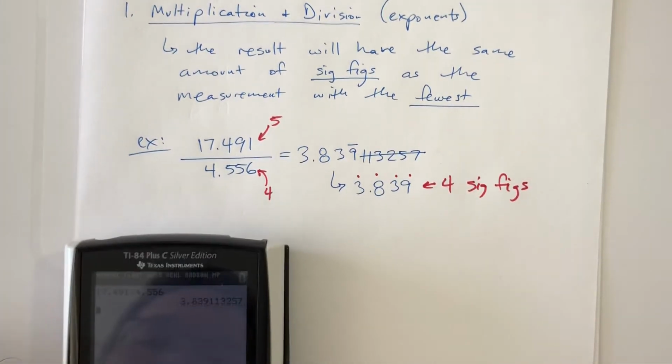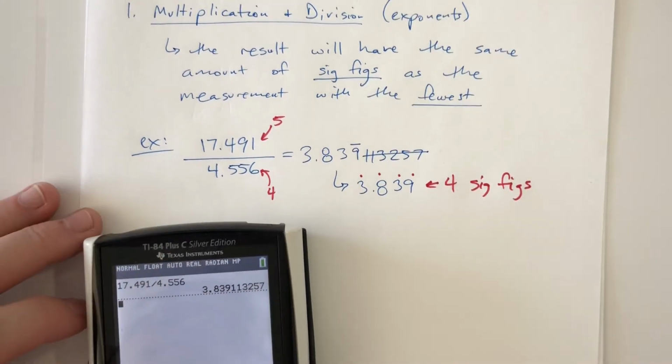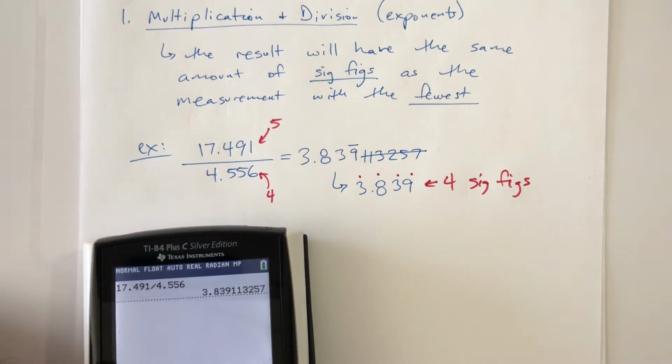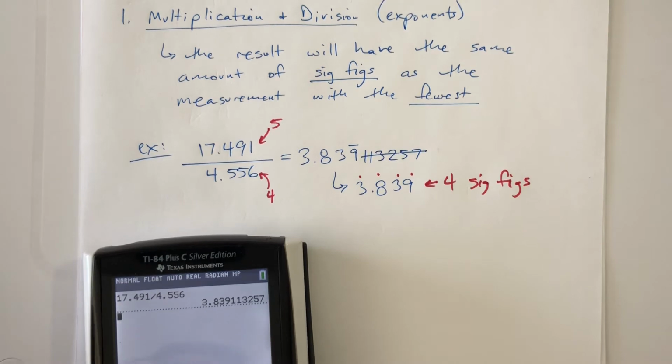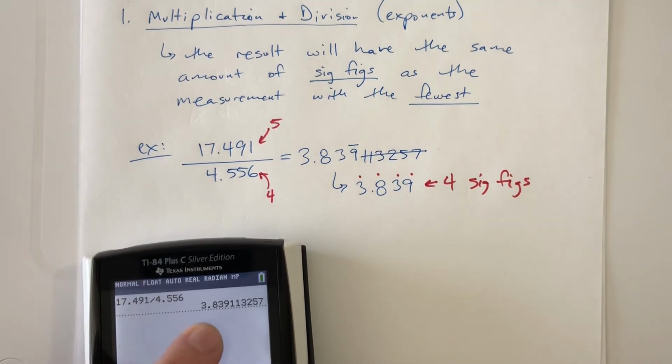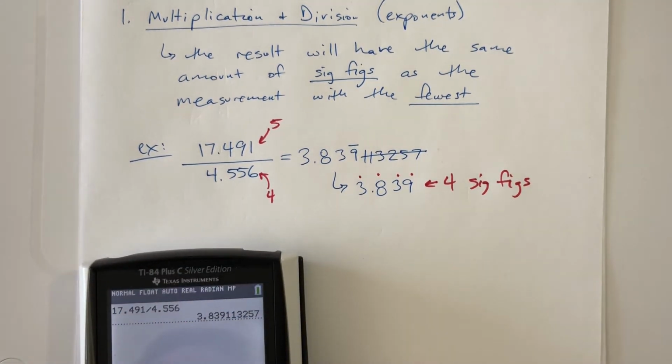Whenever we do multiplication or division, your calculator is going to spit out every decimal it can get. It has no idea what a sig fig is. You have to be able to interpret this with the correct number of sig figs.